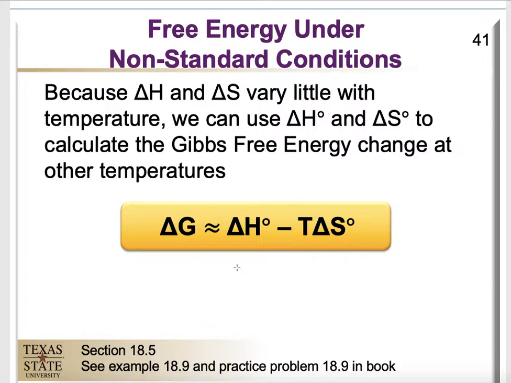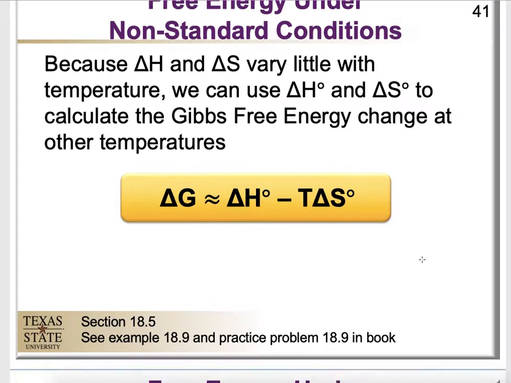And we can do this because the enthalpy change and the entropy change do change with temperature, but they change very little. And so that means that the error associated with utilizing them at a different temperature is not going to be that great. And so we basically can utilize the same equation with the enthalpy and the entropy at standard conditions, even if our temperature is not at standard condition. And just to point out, there is one example and one practice problem in the book utilizing this equation.